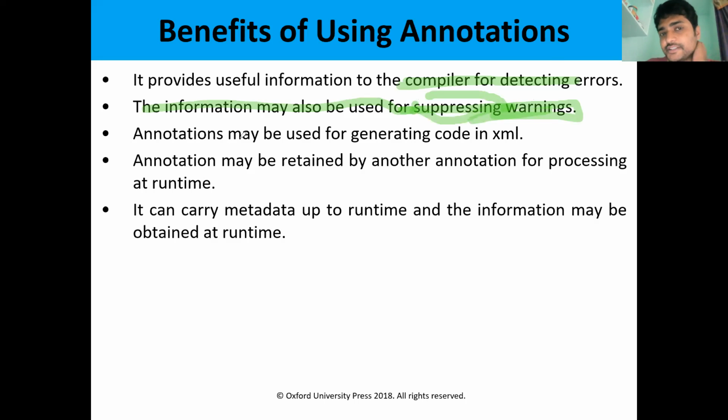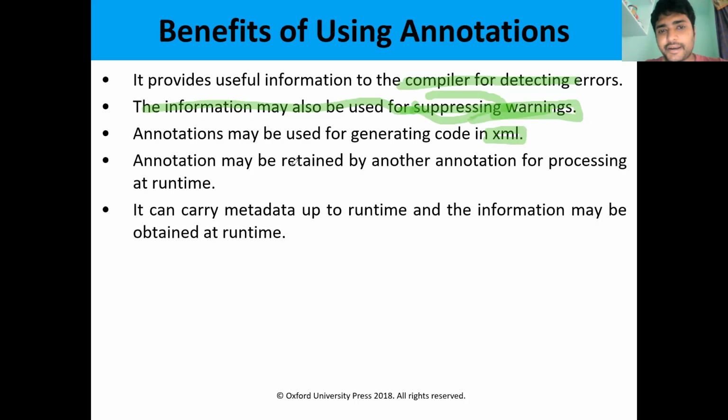So the annotations may be used for generating the XML code. We can generate the XML code by using the annotations also. We can do forward engineering and reverse engineering. If you have the design, the design is converted into the code. If you have the code, that code is converted into the design. That may be possible. So by using the annotations we can generate the XML code, like HTML code.